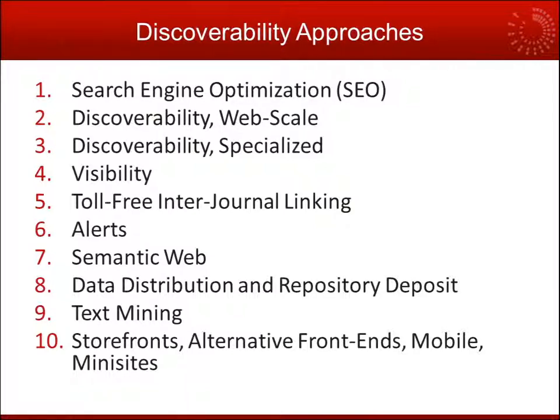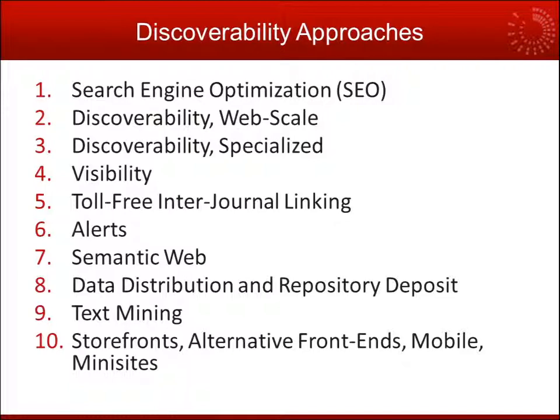The next two items, discoverability web scale and discoverability specialized, are what we're going to drill down into today. The web scale discoverability I would define as the discoverability that you get from the major search engines like Microsoft, Google, Yahoo, and other search engines like that. For discoverability specialized, I would say that's more the abstract and indexing services, your PubMed, your GeoRef, those sort of systems. And we'll talk about that a little bit today.